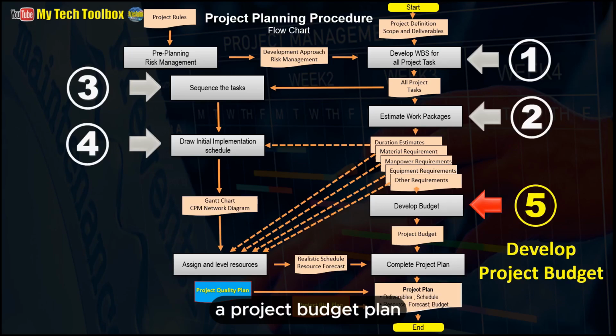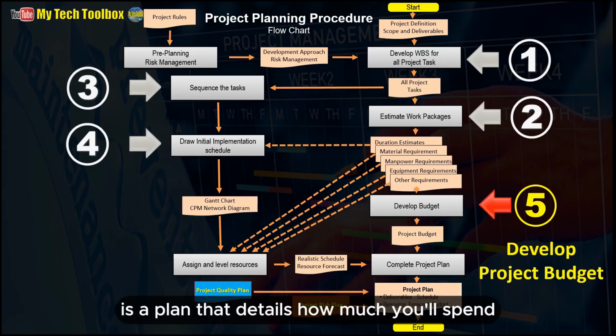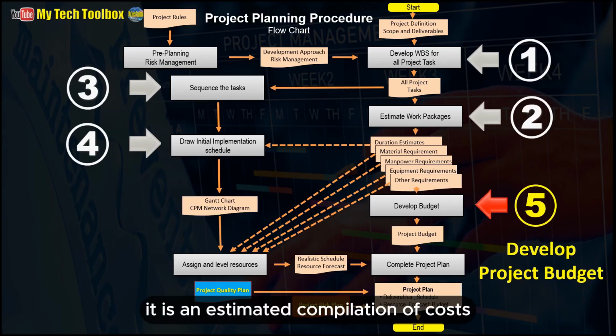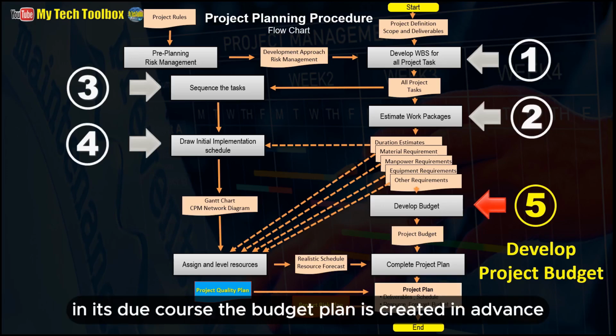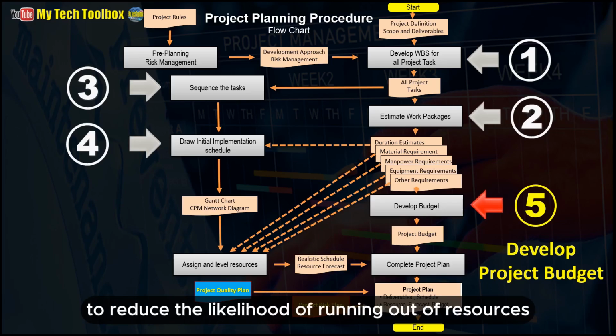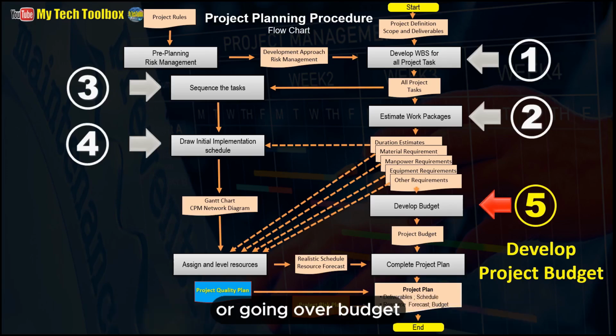A project budget plan is a plan that details how much you'll spend, for what, and by when. It is an estimated compilation of costs that a particular project will incur in its due course. The budget plan is created in advance and used to monitor spend throughout the project to reduce the likelihood of running out of resources or going over budget.